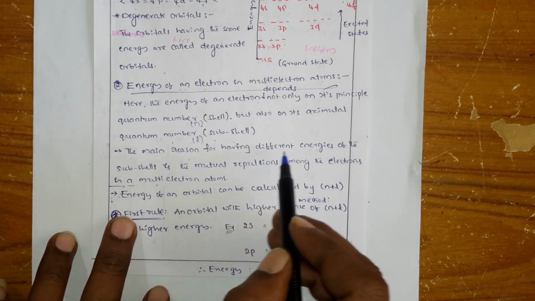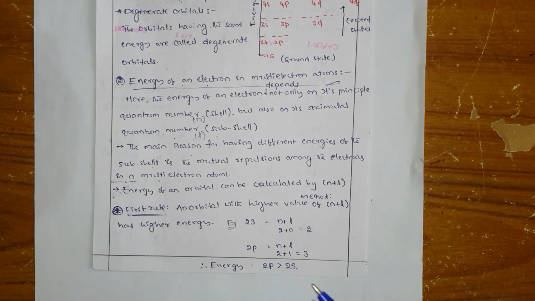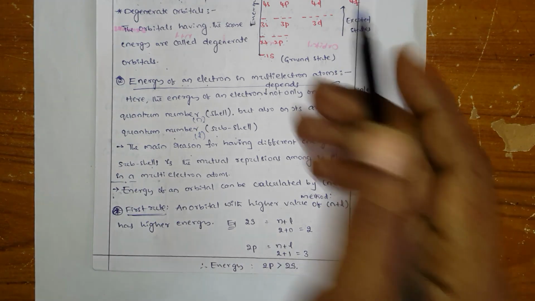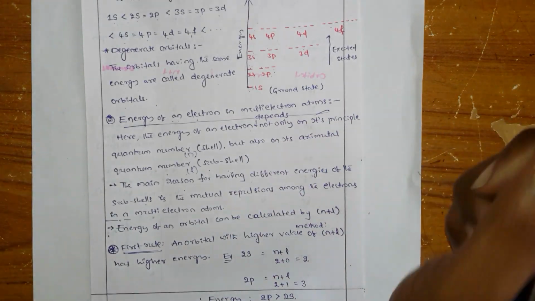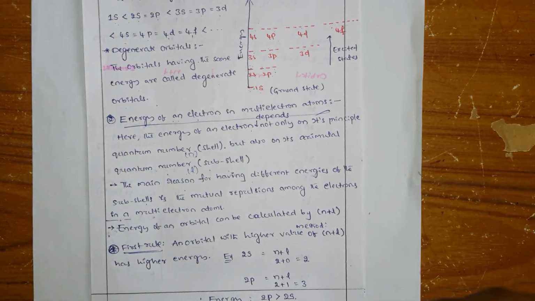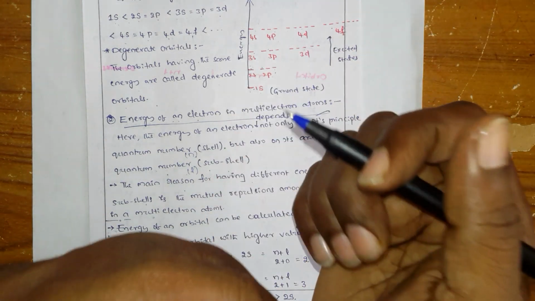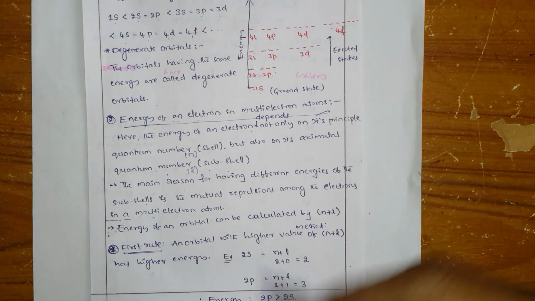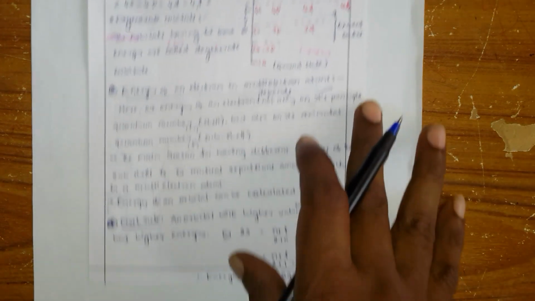The main reason for having different energies of the subshells is the mutual repulsion among the electrons in multi-electron atoms. Okay, so when repulsion comes between the outer electrons, there is a new development: repulsions between the orbitals of the same energy. So that is the reason why the energy shifts. Sometimes the energy of the 2s orbital decreases and the 2p orbitals increase because of the repulsions between electrons. Okay, right.